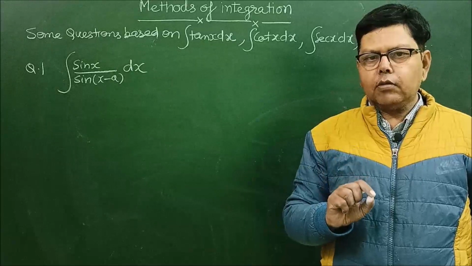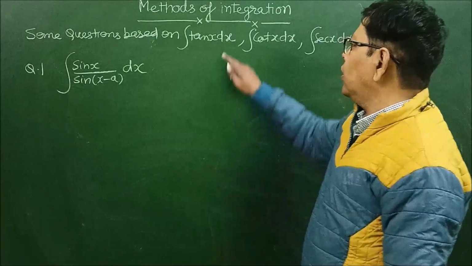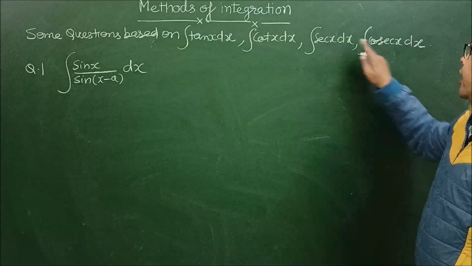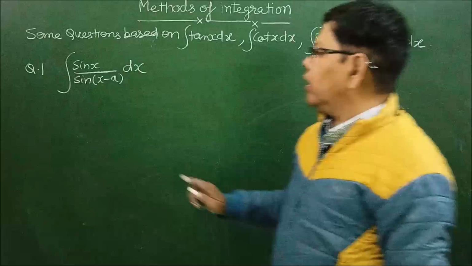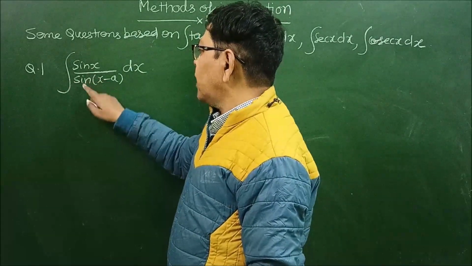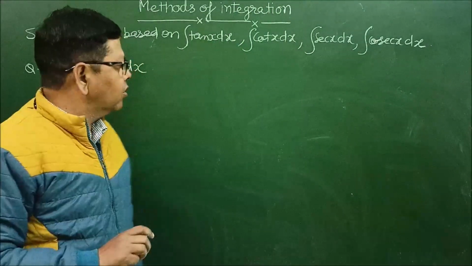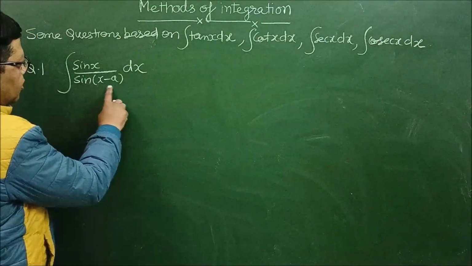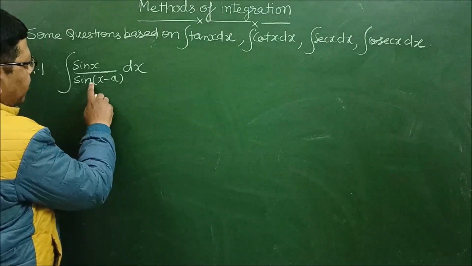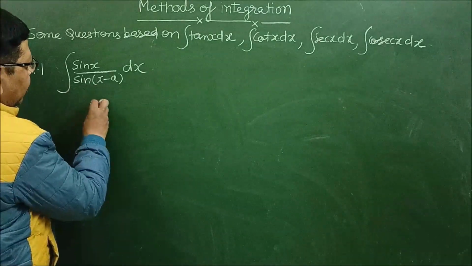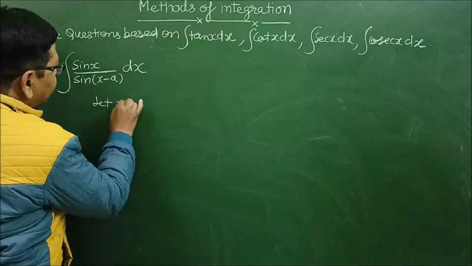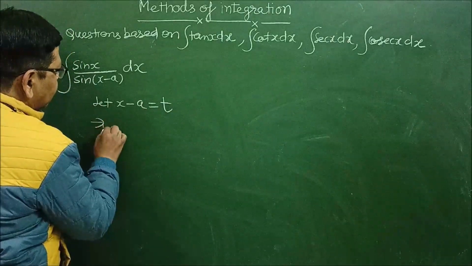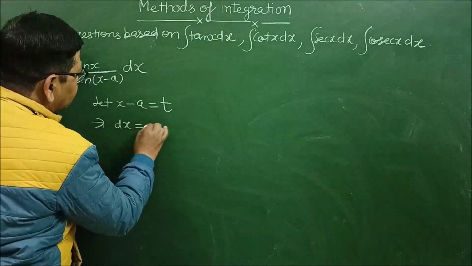Now I will discuss some questions based on the formulas of integration of tan x dx, cot x, the integral of sec x and the integration of cosec x. So let us start with question number 1, sin x upon sin (x minus a). Here we need to remove the denominator, which is in this expanded form sin (x minus a). So let x minus a is equal to t. Now if we differentiate both sides, then we get dx is equal to dt.